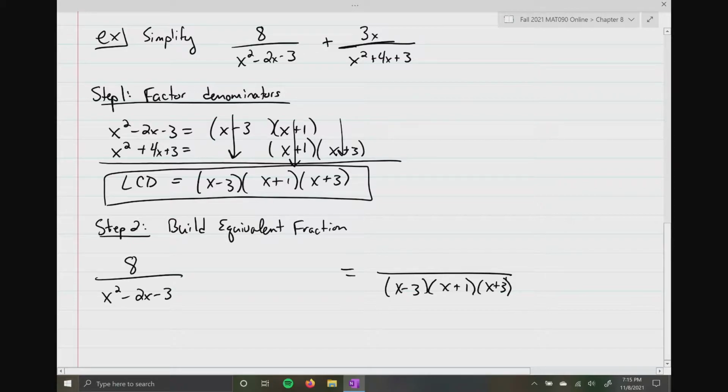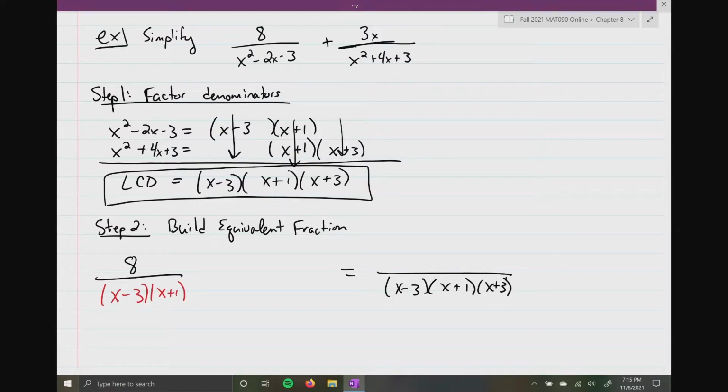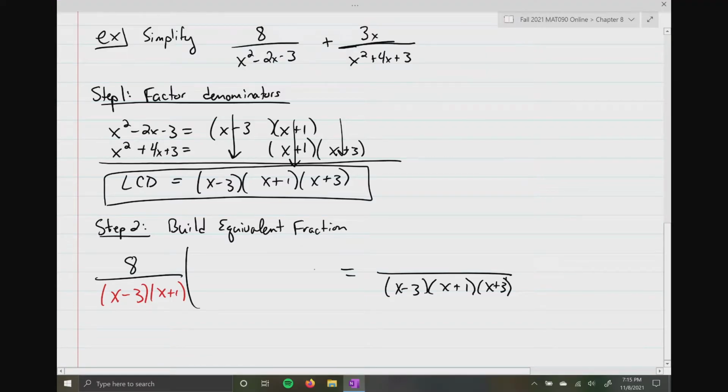My goal is to get a denominator of x minus 3 times x plus 1 times x plus 3. Now, here's the thing, and this is why I'm hoping you're writing this down: I'm going to rewrite this x squared minus 2x minus 3 as its factored form. And hopefully now, especially with that previous example, you can see why I'm doing that.